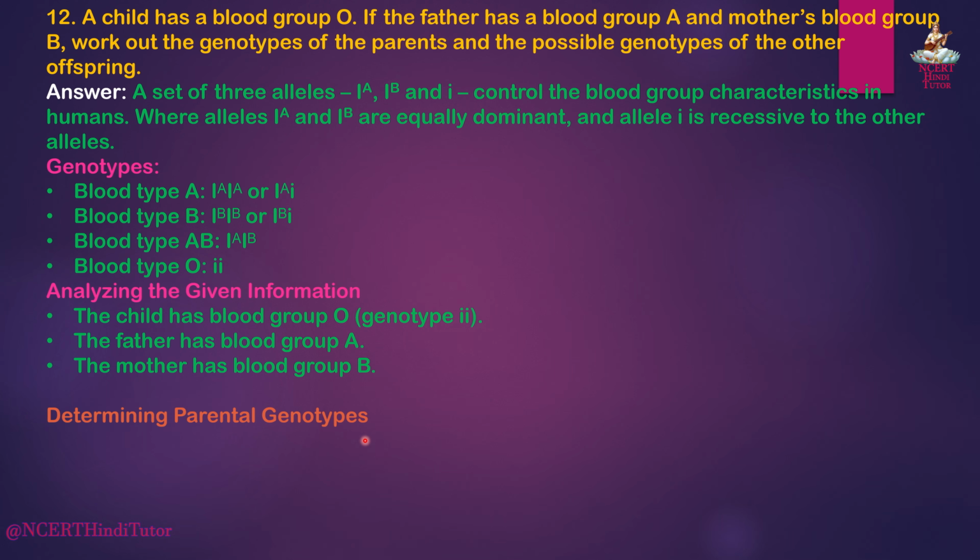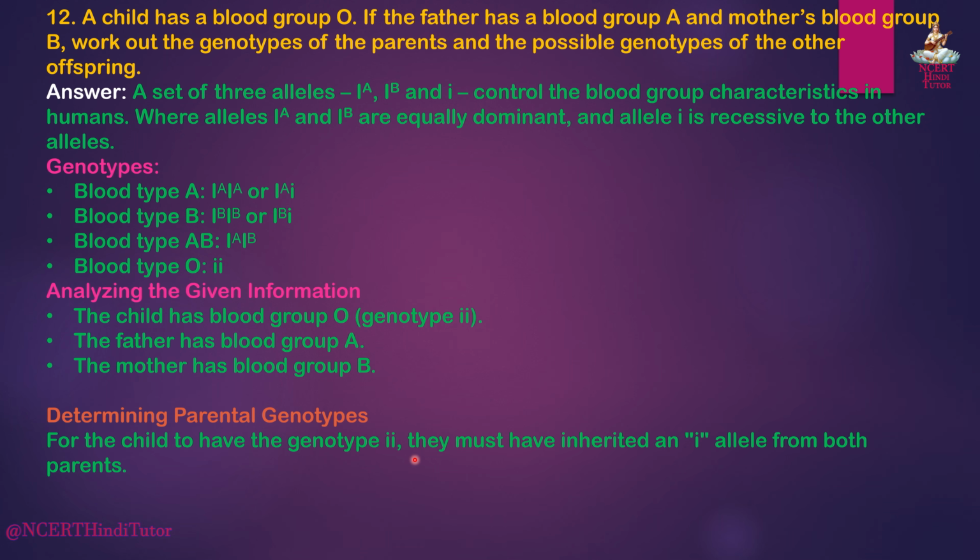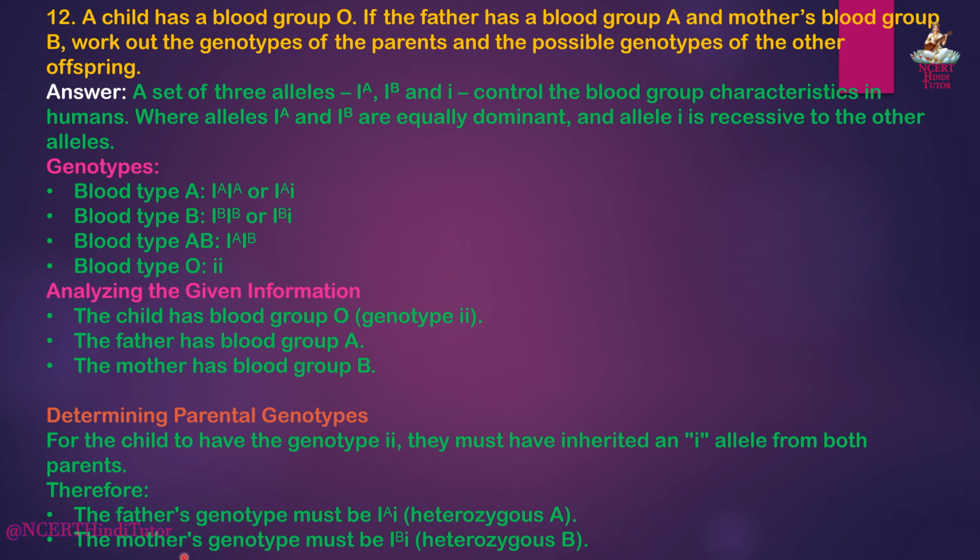Determining parental genotypes. For the child to have the genotype ii, they must have inherited an i allele from both parents. Therefore, the father's genotype must be Ia i, heterozygous A. The mother's genotype must be Ib i, heterozygous B.